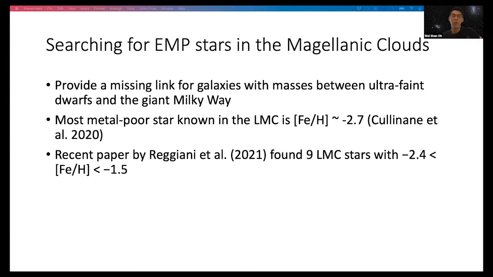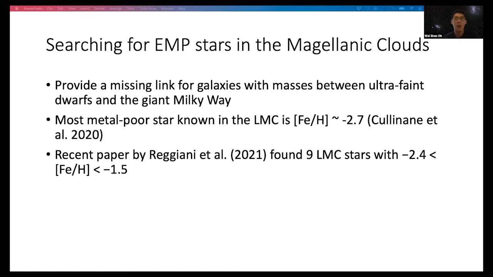So despite all that we know about EMP stars, it is not clear whether they exist in galaxies intermediate between the faintest dwarfs and the giant Milky Way, such as the Magellanic Clouds. Before embarking on this project, the most metal-poor star known in the LMC appears to have an Fe/H ratio of about -2.7. However, this does not reach the same extremely low metallicities seen in either the Milky Way halo or the very faint dwarfs.